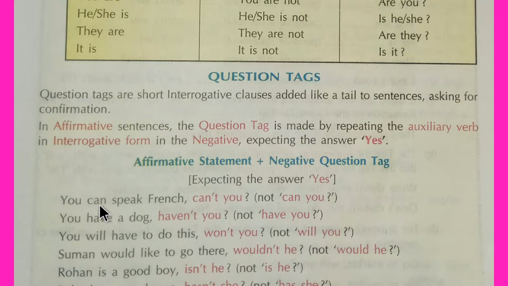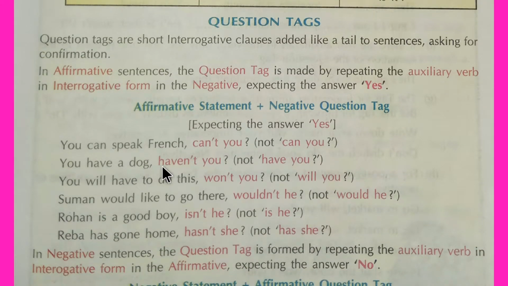So if the first one, that is the affirmative statement, is not negative, then the question tag will be negative, right? So you can just remember: positive, negative; negative, positive, like this. I think if you practice, it will come out from your mouth automatically, right? So you can speak French, can't you? Here you have to use a comma, right? And this you have to avoid saying.